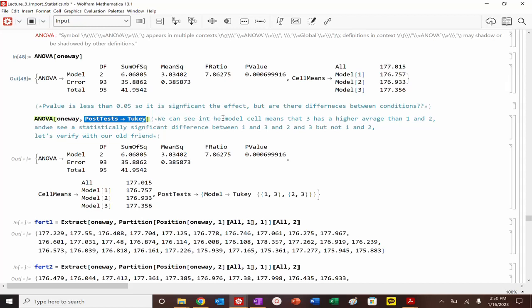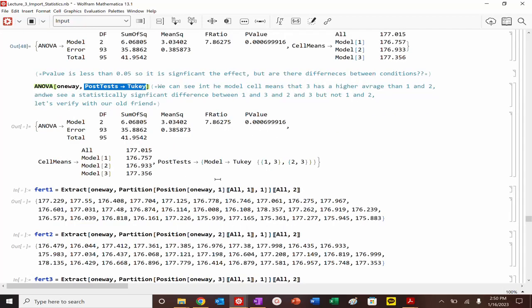And we can see in the model these cell means, and it gives us a result. In the model, it tells us 1 and 3 are statistically different from one another. 2 and 3 are also statistically significant as well. But you see 1 and 2 are missing. So 1 is different than 3, 2 is different than 3, but 1 and 2 are statistically insignificant.